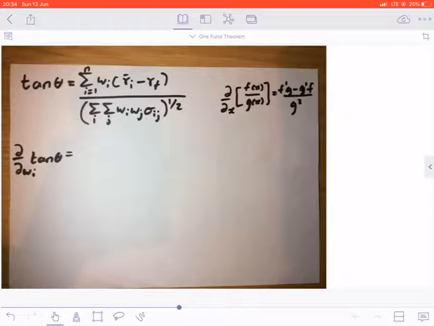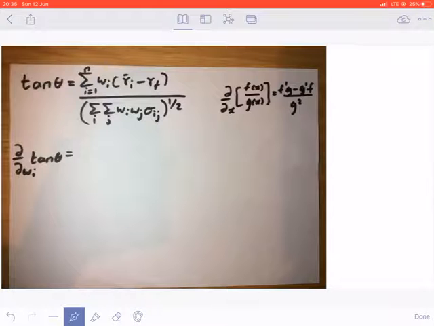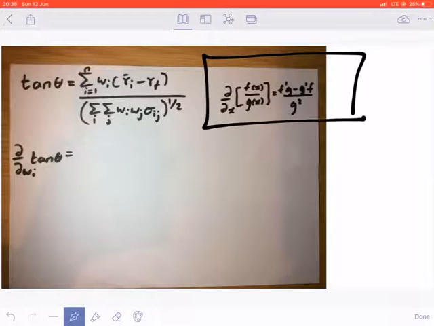Since you have a quotient, with a numerator and a denominator, you are able to use the quotient rule that you have learned previously in calculus, and this is how I have tried to simplify it. So you have f over g.